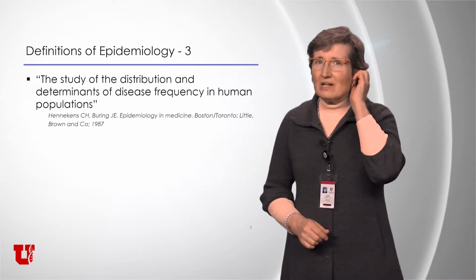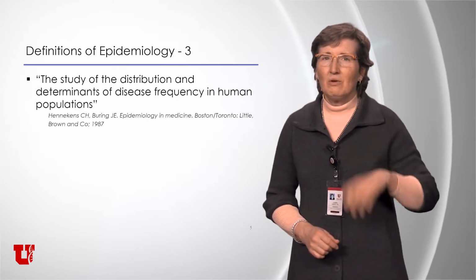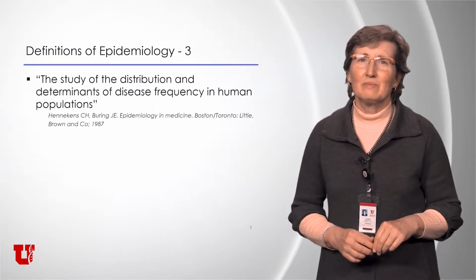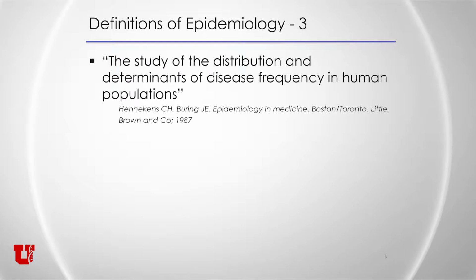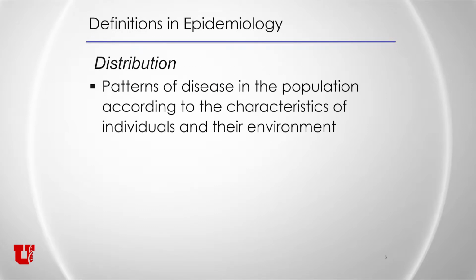So a definition that I actually like is from a textbook which may no longer be in print by Hennekens and Buring from 1987. But here's their phrase, that epidemiology is the study of the distribution and determinants of disease frequency in human populations. I like this definition because, first of all, it's alliterative, so you can remember it, distribution and determinants of disease. And also because we can go from this short phrase into some specific assumptions that underlie all of our epidemiology thinking.